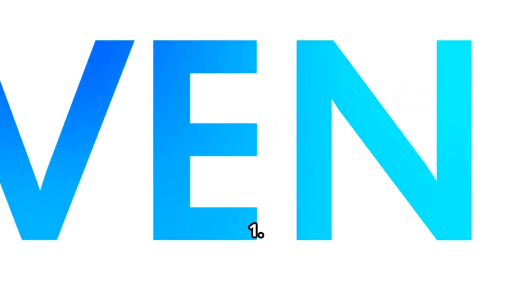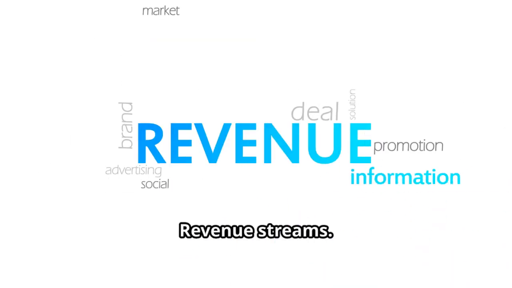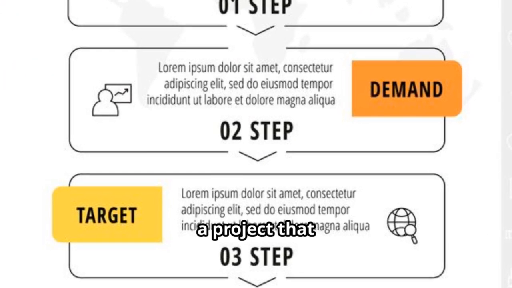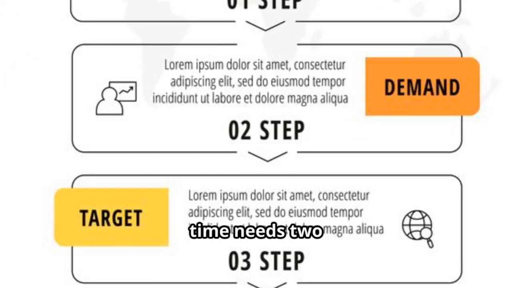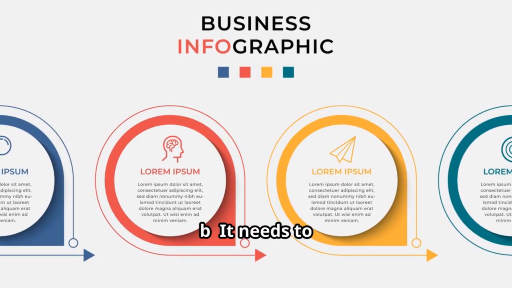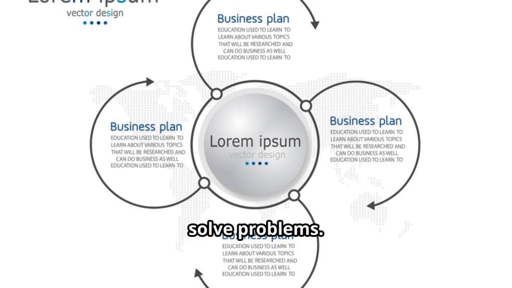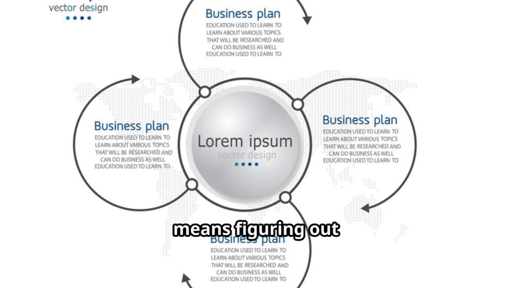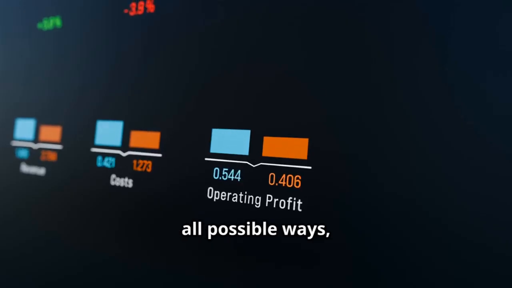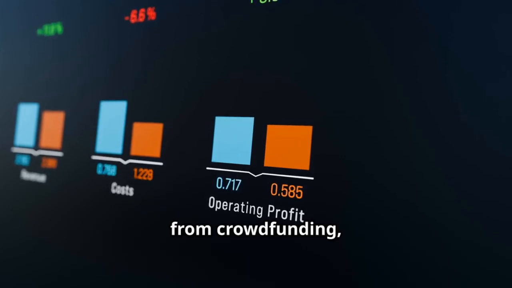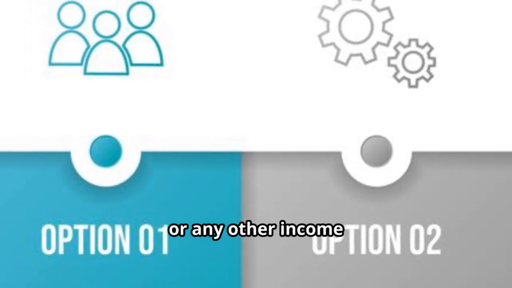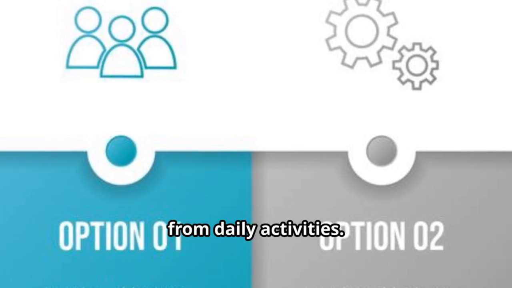5. Revenue streams. This is one of the most exciting parts. As we've talked about, a project that wants to last a long time needs 2 things. A. It needs to make money. B. It needs to solve problems. So generating income means figuring out how the project gets money to keep going. You should include all possible ways, from crowdfunding, banks, investors, to sales, royalties, or any other income from daily activities.